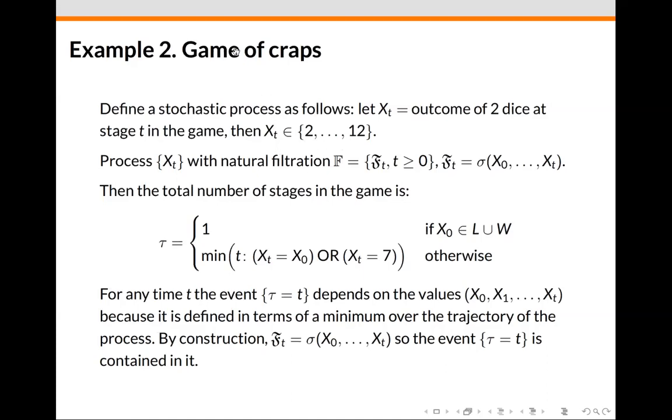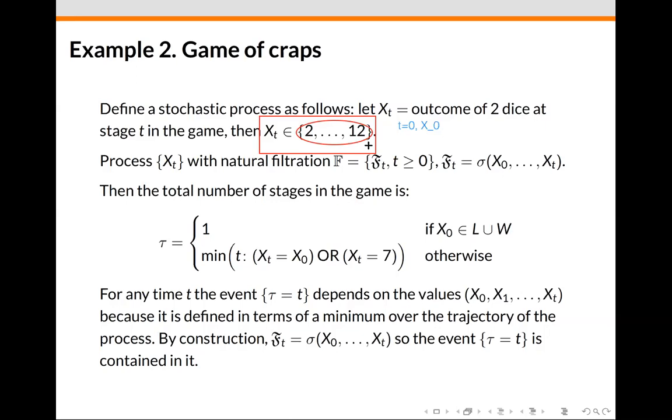So first of all, we should remark that the filtration is built gradually. For our first random variable, when we take into account time t equals 0, we have the first random variable X0, which is simply the outcome of the throw of two dice. For this random variable, the information structure, the sigma algebra generated by it, is simply the power set of the set from 2 to 12. So it's the power set of this set, which we can call omega 0 if you want.